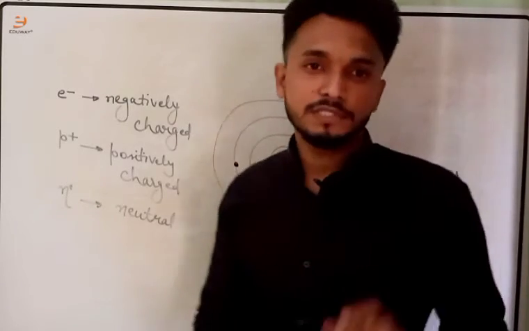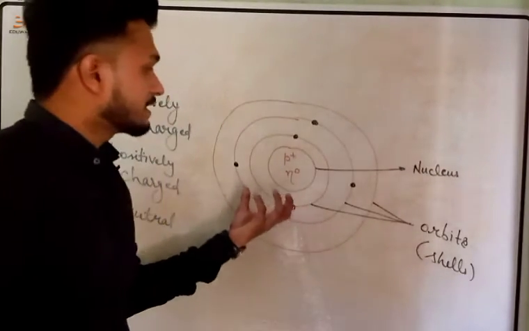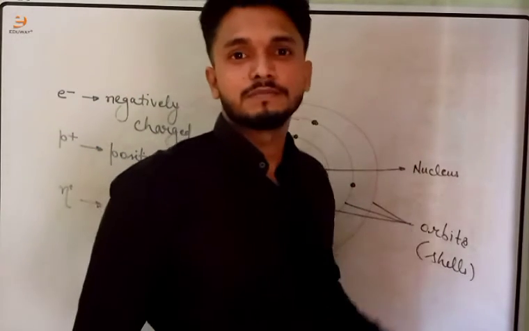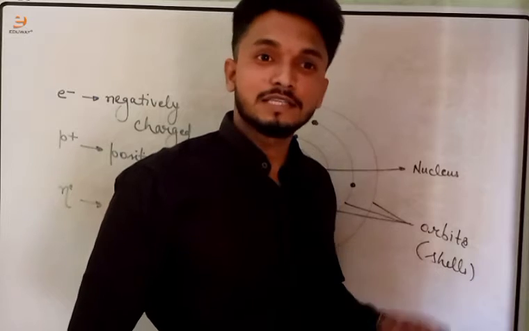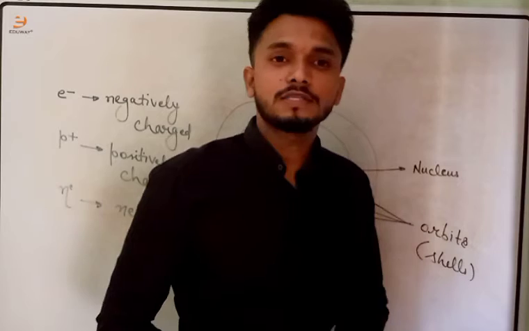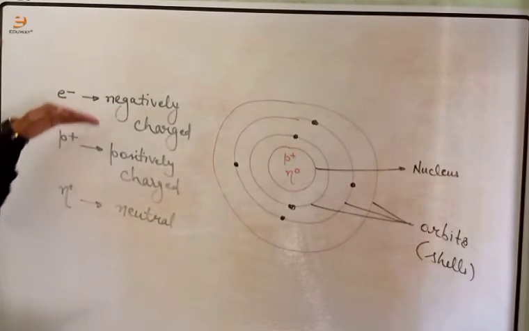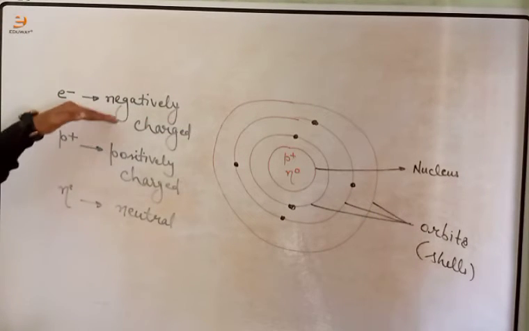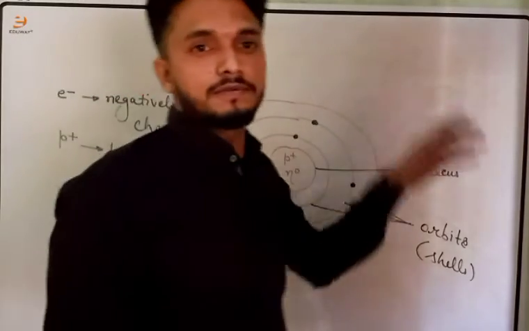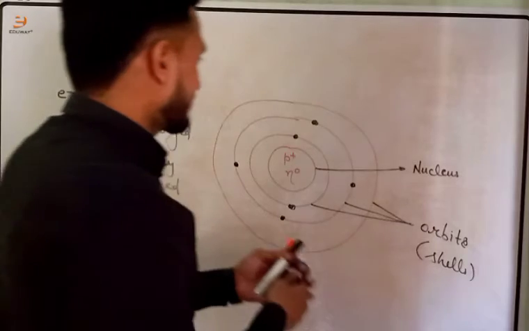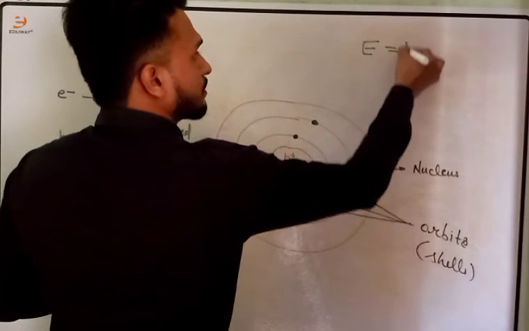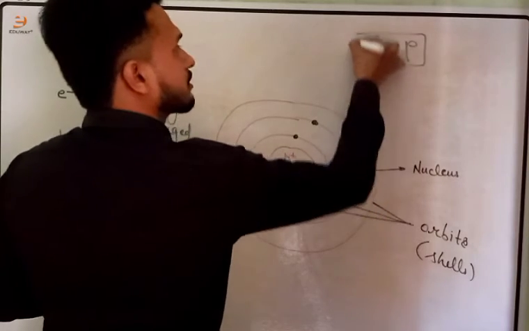And here I must tell you that in any atom, the number of electrons equals the number of protons. And in this way, the overall atom is electrically neutral. Because when the number of electrons equals the number of protons, meaning when negative charge equals positive charge, the atom becomes electrically neutral. So I can say that in any atom, the number of electrons equals the number of protons.